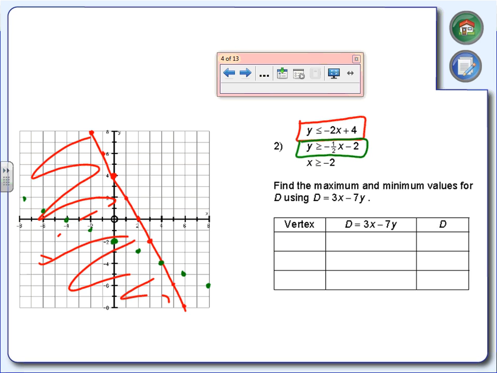This also has an equal sign, so I'm going to make sure I use a solid line. There's my solid line. It says greater than. Greater than means we should be shading to the top. So lightly shade to the top. That'll take care of the second inequality.